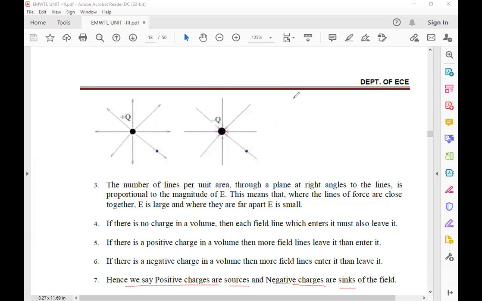Why is it a sink? All the terminating lines enter it, so it is a sink at the negative charge. But from the positive charge, all the lines terminate towards infinity. Here, all the lines of force from infinity or from the positive charges get at the same point, the sink of the field. Hence, the positive charges are the sources and the negative charges are the sinks. Got it?